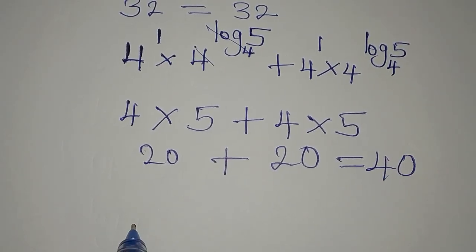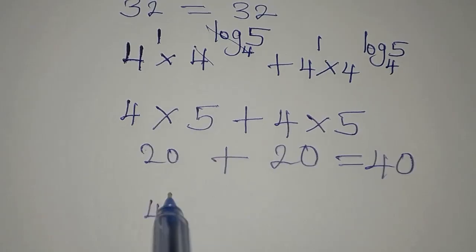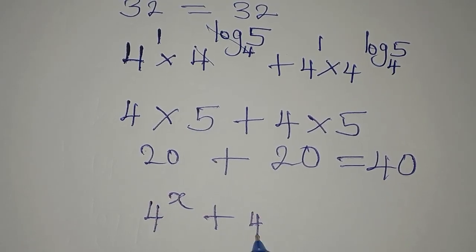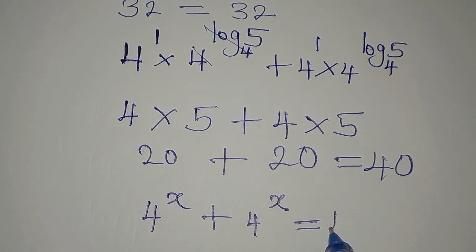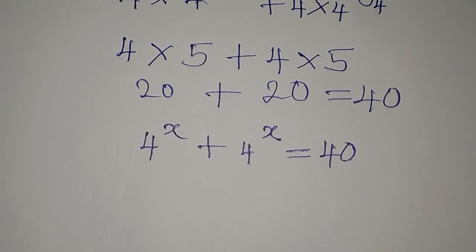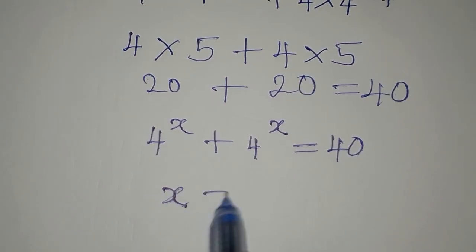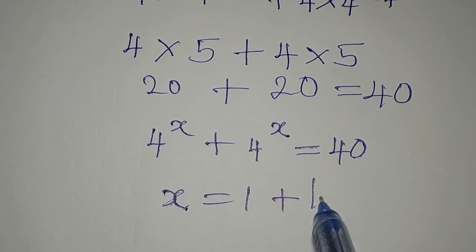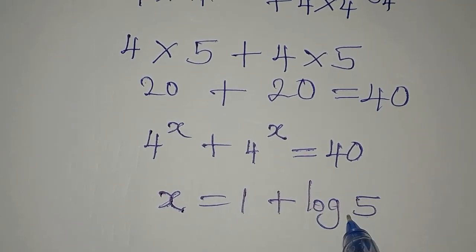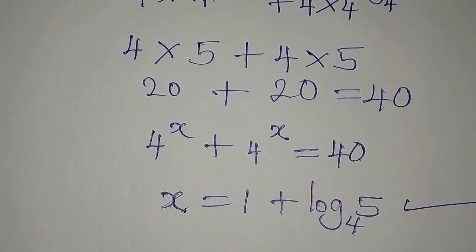And that means that we are correct, because the equation is 4 to the power of x plus 4 to the power of x equals 40. And then what are we saying? x equal to 1 plus log 5 to base 4 satisfies the equation.